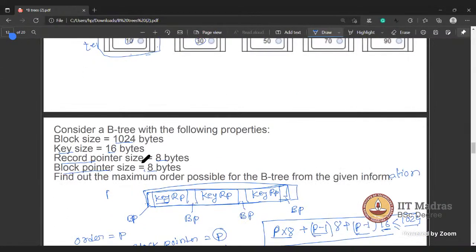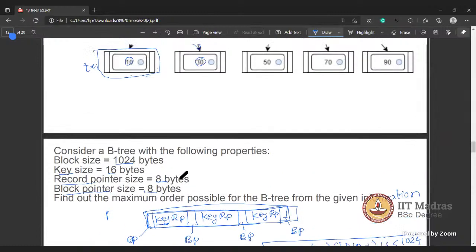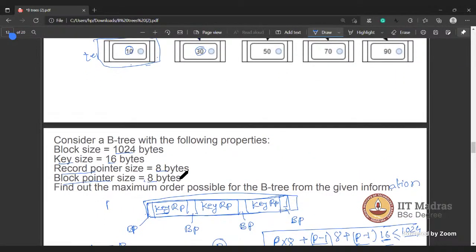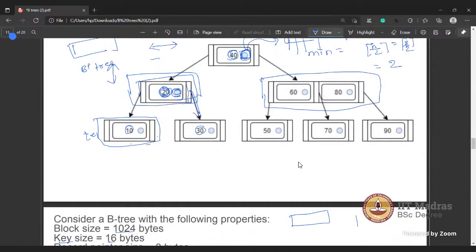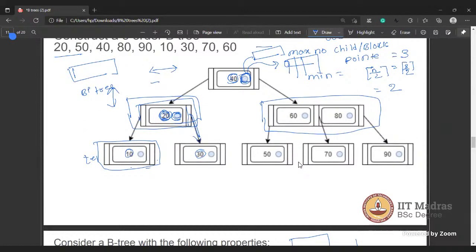So you have to find how many maximum orders are possible in the B tree. Suppose one block has 1024 bytes, so what is the maximum possible order in a B tree? On the right side, the block contained two key values, 60 and 80. The block size will be the same for both. Block size will be same.